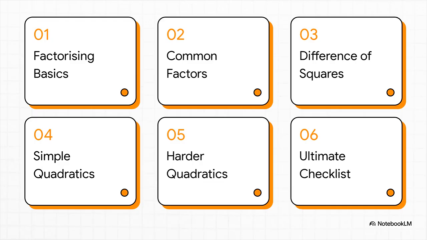Here is our game plan for today. We kick off with the tutorial, Factorising Basics. Then, Level 1, Common Factors. Level 2, Difference of two squares. Level 3, Simple Quadratics. And then, the boss level, Harder Quadratics. Finally, we wrap it all up with the Ultimate Master Checklist.